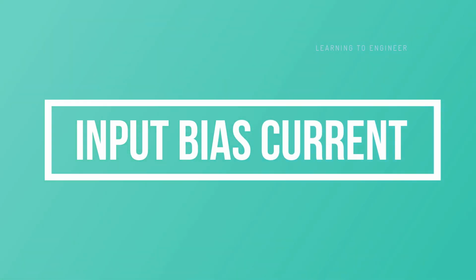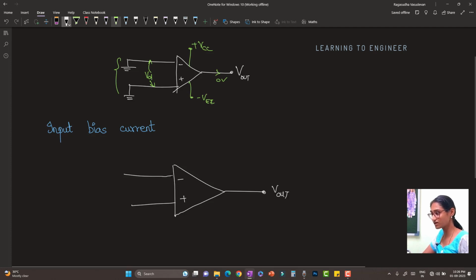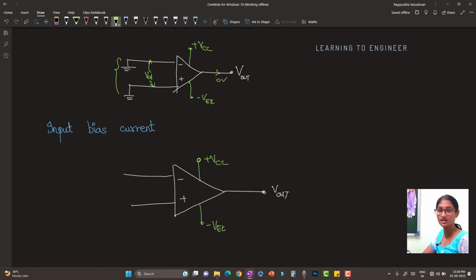Next, we will see the input bias current. So far, we have been saying that the current entering the terminals of an op-amp is zero. But in practice, that is not the case. When we are not applying any signal input and we are just powering on the plus VCC and minus VEE, there is a very small input current entering these two terminals of an op-amp, and the interesting thing is these two currents are not the same. They will be approximately the same but not exactly the same.